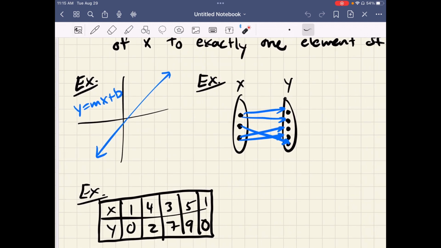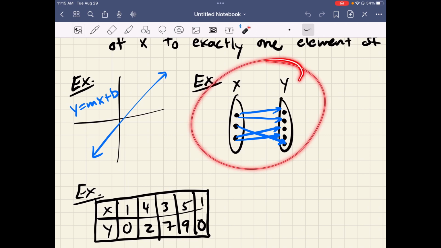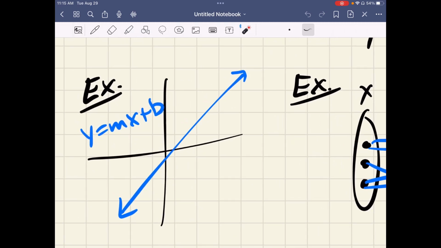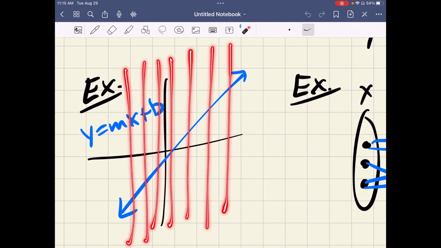All right, so functions can look different. As you can see by our three different examples, I have a graph, I have the mapping right here, and then I have a table of values. So I'm going to give you some strategies that are going to help you determine if these are in fact a function. And the first one is, if you have a graph, you're going to do what's called the vertical line test. And you're just going to draw a series of vertical lines, either actually draw them or just kind of draw them out in your head there.